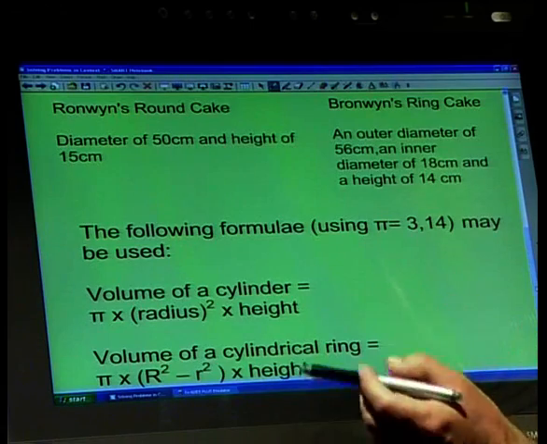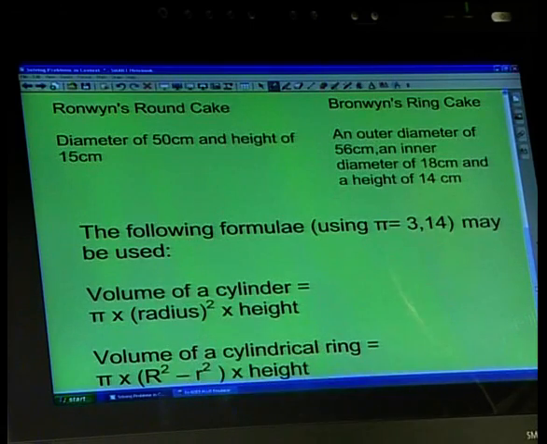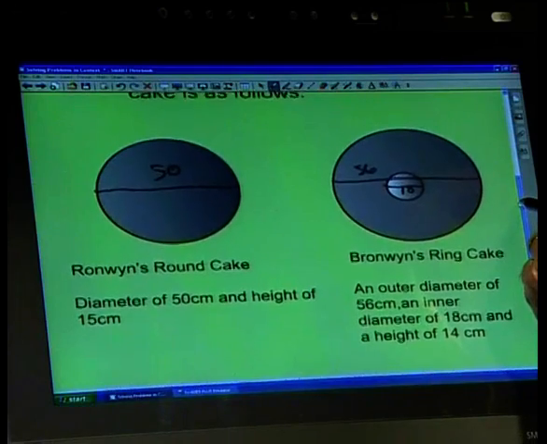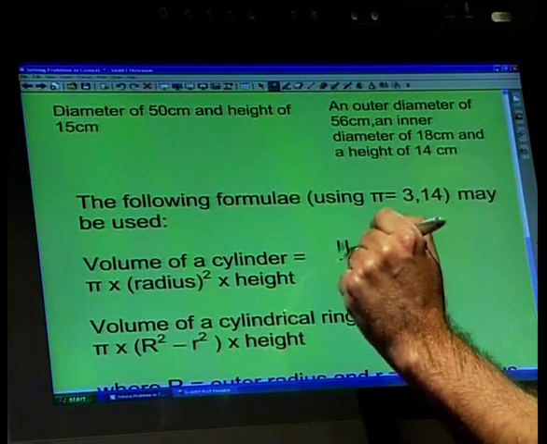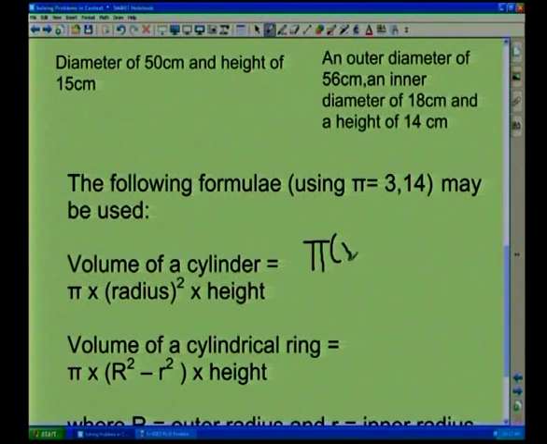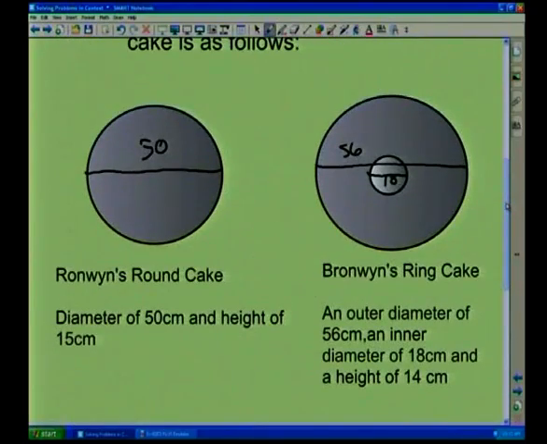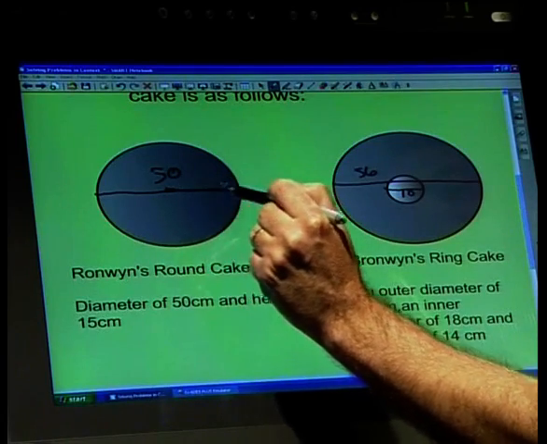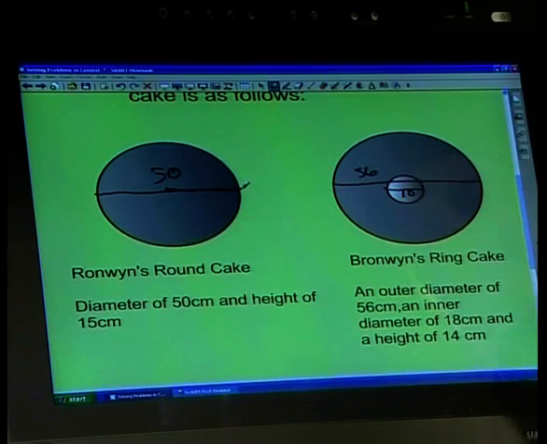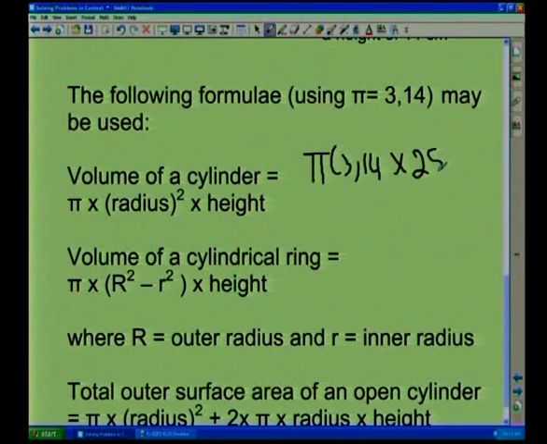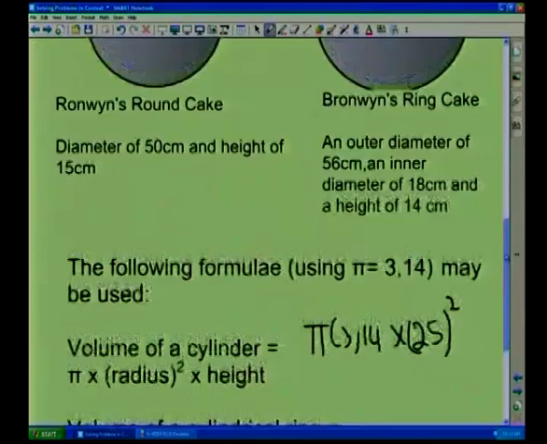Well, Bronwyn's round cake is a cylinder. So volume, we know, is pi times radius squared times height. I'm going to do it over here. Pi, which we know is equal to 3.14, times the radius squared. Well, what is radius? Radius, remember, is always half the value of the diameter. So we're going to have to halve that value of 50, and we'll make that 25. So that's 25, and remember, we must square that value, multiplied by the height or the thickness of the cake, and in this case, that was 15.